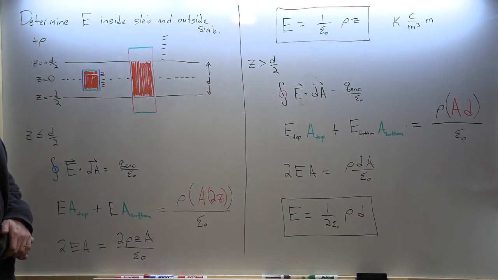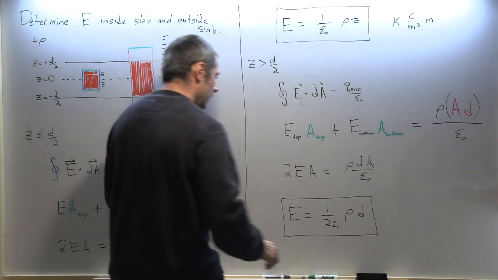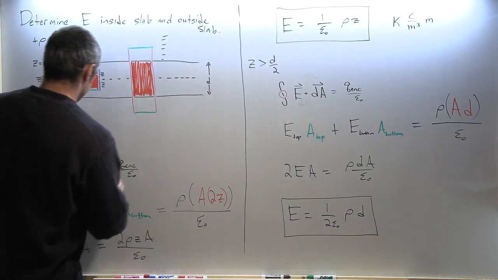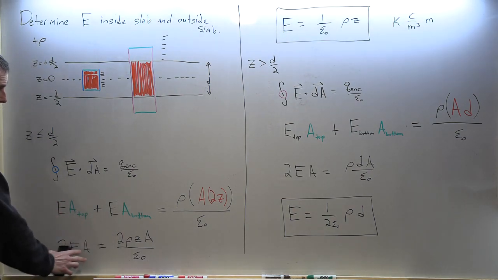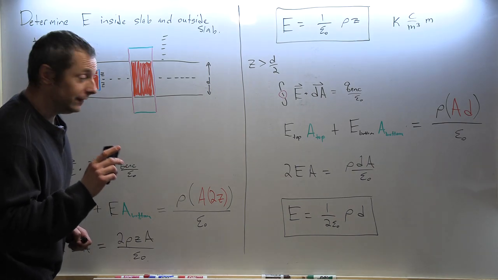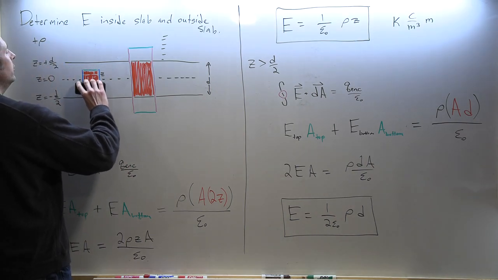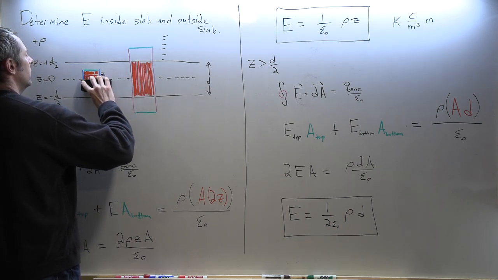I just want to point out there is another option for Gaussian surfaces here. So we had to make these symmetric, as you can see, so that the electric field here and here were the same and we could solve for just one electric field. We could have also done this. Instead of drawing this as a Gaussian surface, we could have made a Gaussian surface like this.